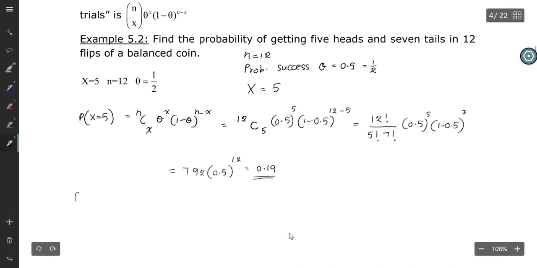What if you want to find the probability of getting x less than or equal to 10?